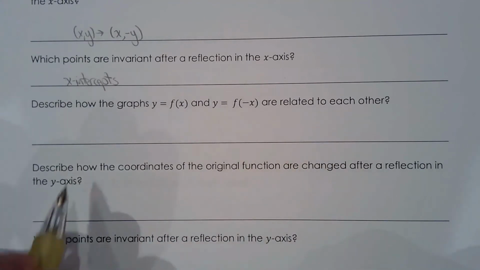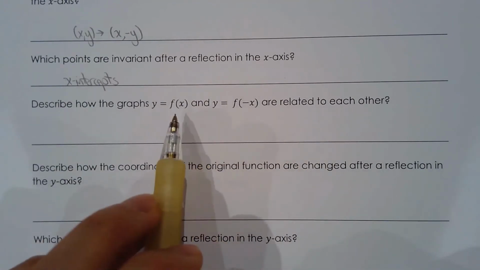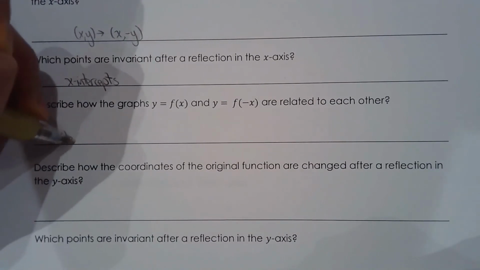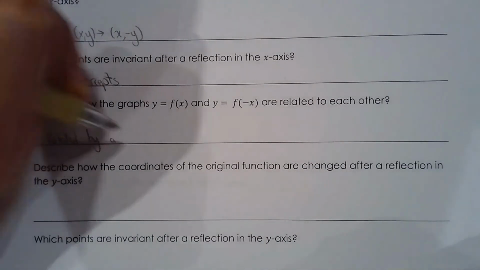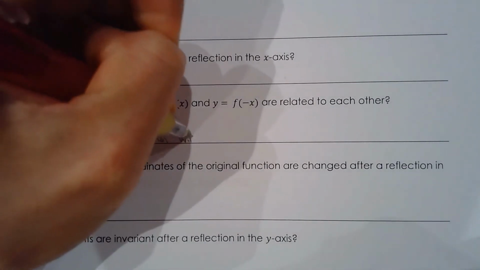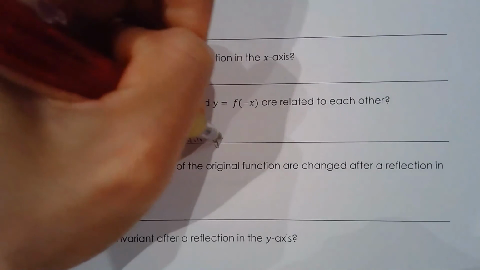Describe how the graphs y equals f of x and y equals f of negative x are related to each other. So now we're not manipulating the output, we're manipulating the input. So they're related by reflection with respect to the y-axis.